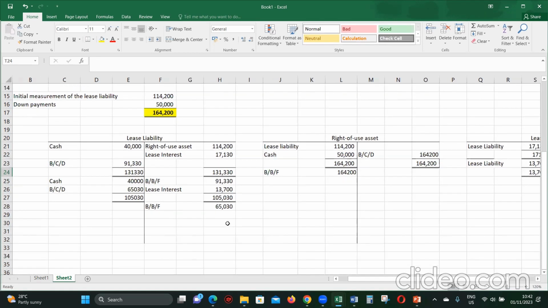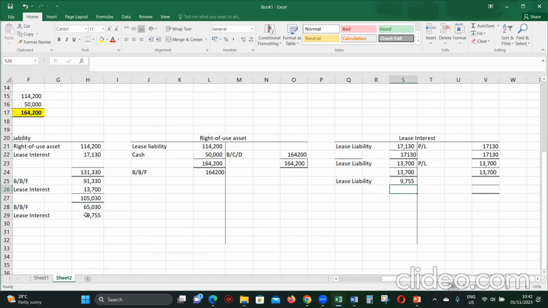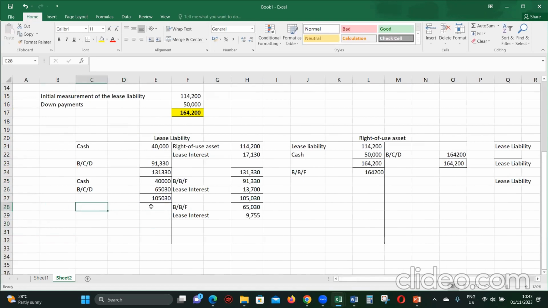Two years down. Third year, again I will compute lease interest. 65,000 multiplied by 15%. This is the lease interest, from the lease liability account. Third year interest is 9,755. And then again I'm taking the balances. 9,755 goes to P&L. And in the third year also, you are paying cash, that is 40,000.